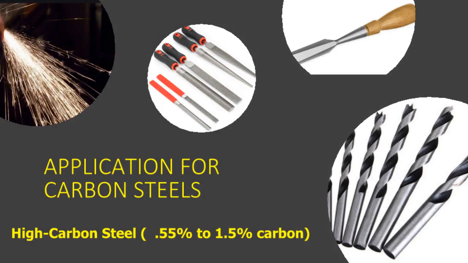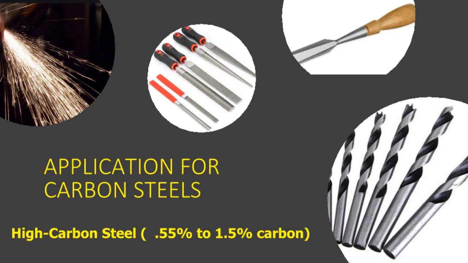High carbon steel, 0.55% to 1.5% carbon. The hardenability and tensile strength of carbon steels is directly proportional to the carbon content. The higher the carbon content, the more intense the hardness after heat treating and the more the difficulty in machining. Items must have the ability to withstand wear. Examples: punches, chisels, files, drills.